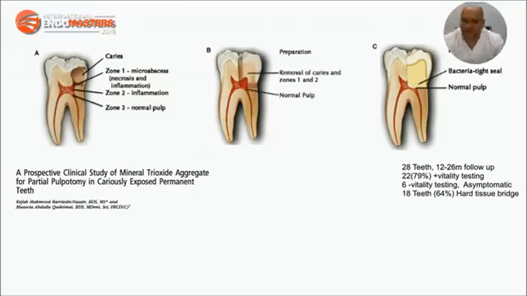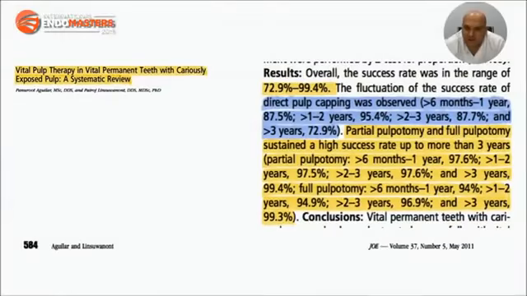In a prospective clinical study of MTA partial pulpotomy in 28 teeth and a follow-up examination period of 12 to 26 months, 22 teeth, that's 79%, responded positively to vitality testing. The other 6 didn't respond, however, no complaints of pain or tenderness to percussion were noticed. A hard tissue bridging was observed in 18 teeth, that's 64% of the cases.